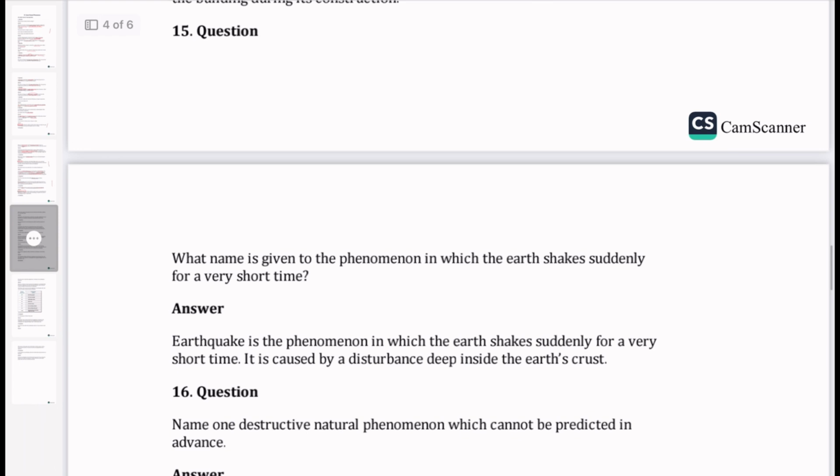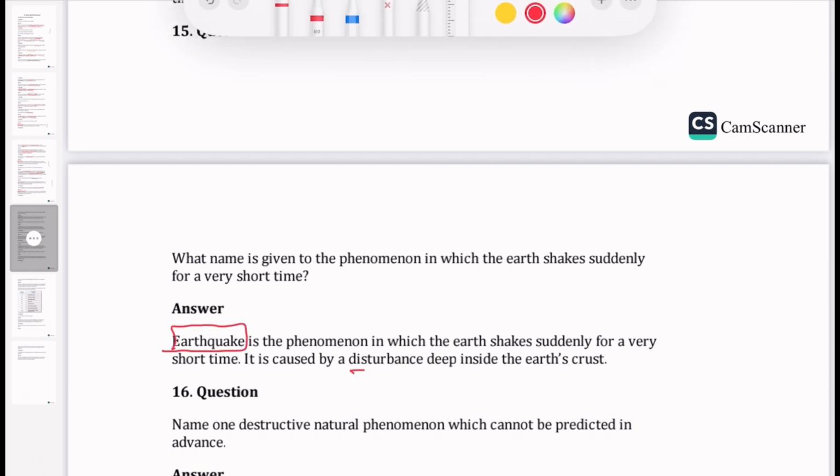What name is given to the phenomenon in which the earth shakes suddenly for a very short time? That is called an earthquake. It is caused by a disturbance in the earth's crust.